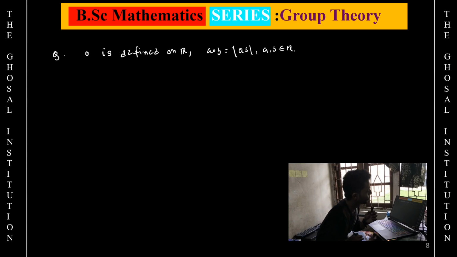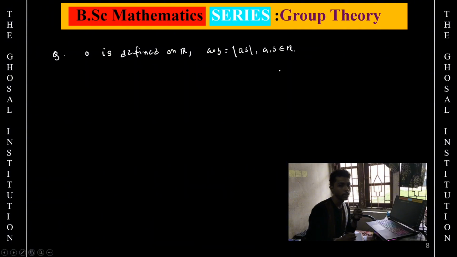Before jumping to commutativity and associativity, you have to first check whether this operation actually forms a binary composition or not. It's very obvious, since these are real numbers and there are no undefined things. For any A, B you take, the modulus of AB is also a real number. It will not go into the complex field or something else. So it forms a binary composition.